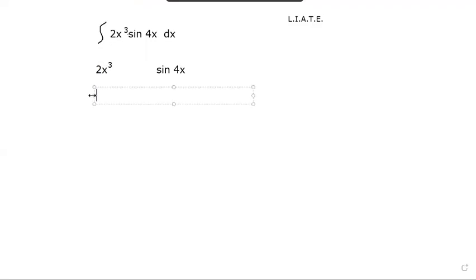So the derivative of 2x cubed would be 6x squared. The derivative of 6x squared would be 12x. The derivative of 12x would be 12. And the derivative of 12, of course, is 0. I'm going to come back and put my exponents in.